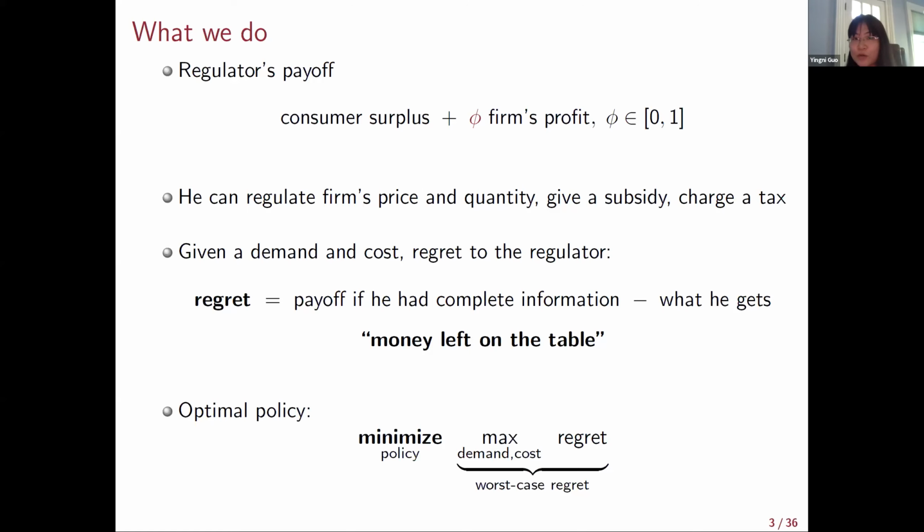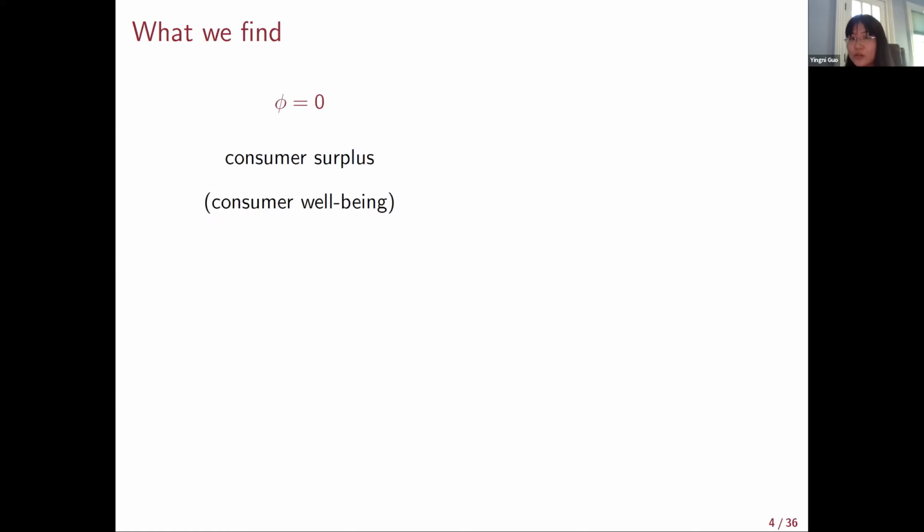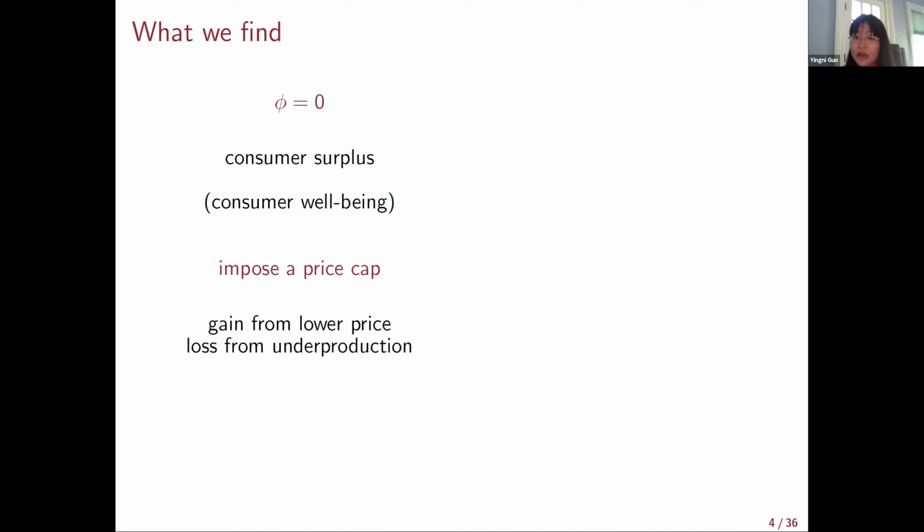To preview what we have found, I will begin with two extreme cases of the regulator's payoff. At one extreme, the regulator puts zero weight on the firm's profit. So his payoff is simply consumer surplus. He wants to maximize consumers' welfare. In this case, we show that the optimal policy is simply to impose a price cap. A price cap bounds how much consumer surplus the firm can extract. Consumers benefit from a lower price in that case.